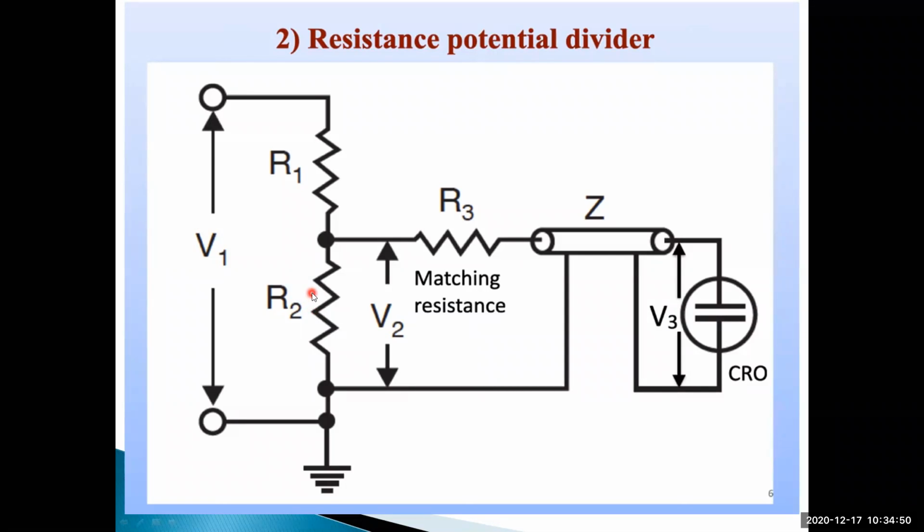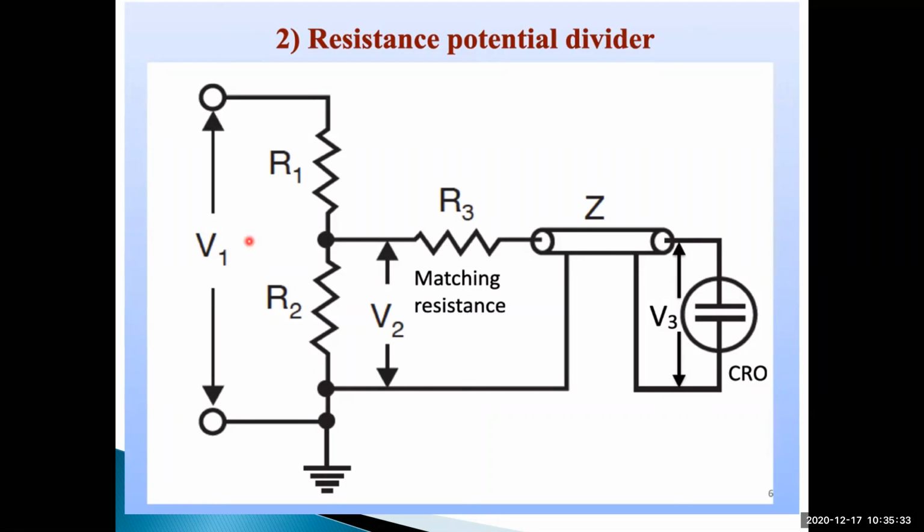The CRO is connected to the delay cable, and the impedance of the delay cable is called Z, along with the matching resistance R3. The purpose of the matching resistance R3 is to observe the transients. Understood? With an impulse voltage, in a fraction of a second, in microseconds, high voltage appears across the test object.